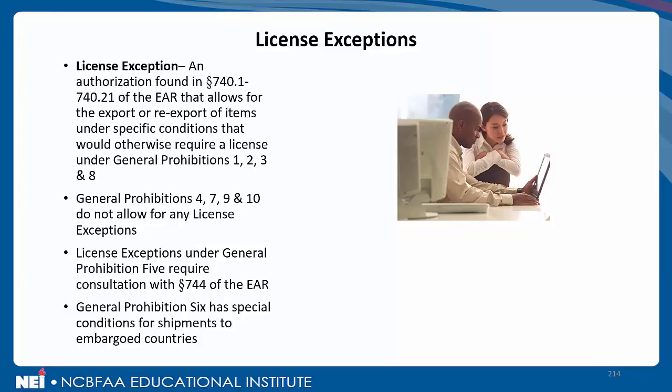Second to the last bullet point, license exceptions under General Prohibition 5, which we talked quite a bit about, require consultation with Part 744 of the EAR. And then General Prohibition 6, last bullet point, has special conditions for shipments to embargoed countries. So throughout our 4 bullet points in this opening slide, lots of tie-ins between the use of license exceptions and the general prohibitions. In order to take advantage of license exceptions, you really have to understand the general prohibitions as they relate specifically to your transaction at hand.